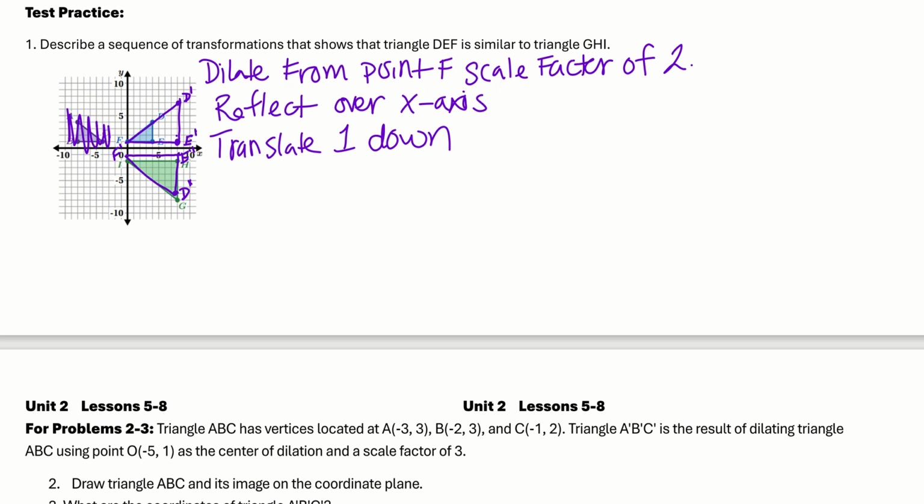And so if I do that, it now then perfectly lands on IHG, which is what the question was. When we did this in our homework, the homework answer was a little different, but that's because they had a different point of dilation. And so you can see there's multiple sequences that could work. We don't all have to have the same sequence. They just have to actually show and prove that they are similar by creating FDE to land perfectly on top of IHG.